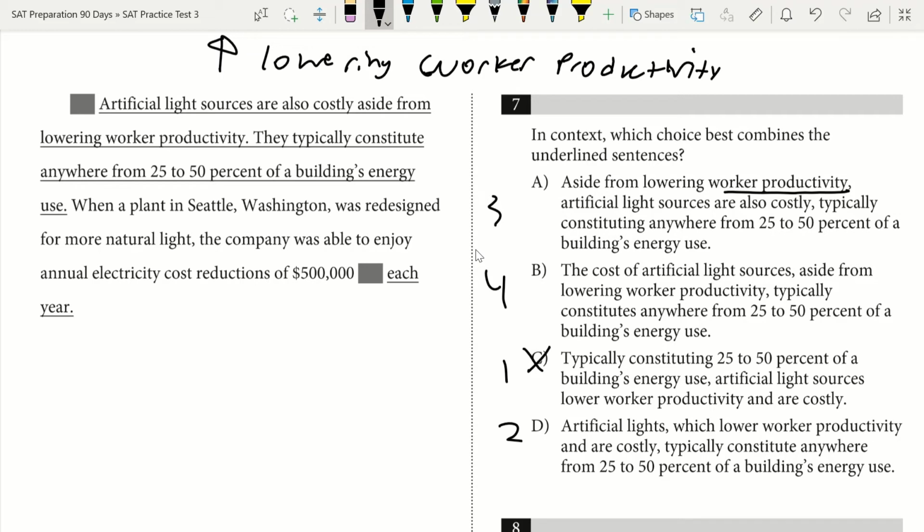So I want to find an answer that starts with lowering worker productivity. I see C does not. D says artificial lights. Okay, we don't want to start with that. Option A, aside from lowering worker productivity. Okay, that's a good transition from my previous paragraph to my current one. Artificial lights are costly, typically constituting anywhere from 25 to 50% of businesses' energy use. Yes, okay, that uses a well-placed modifier, right? It's modifying these artificial light sources, so that works. Grammatically correct. Nothing is inefficient, nothing is repetitive or redundant. A is our correct answer.